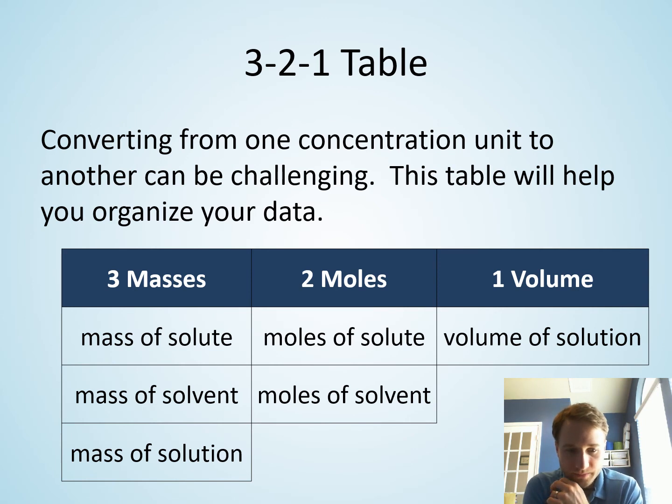All right. One potential way to help convert between these different units is this little 3-2-1 table, which has all the information you need to solve for any of these concentration units. If you fill out this table, writing the mass of the solute, mass of the solvent, mass of the solution, moles of solute, moles of solvent, and volume of solution, you'll have all the information necessary to calculate any concentration unit you might want. It's just a convenient way of organizing the data if you'd like to use it, but you don't have to by any means.